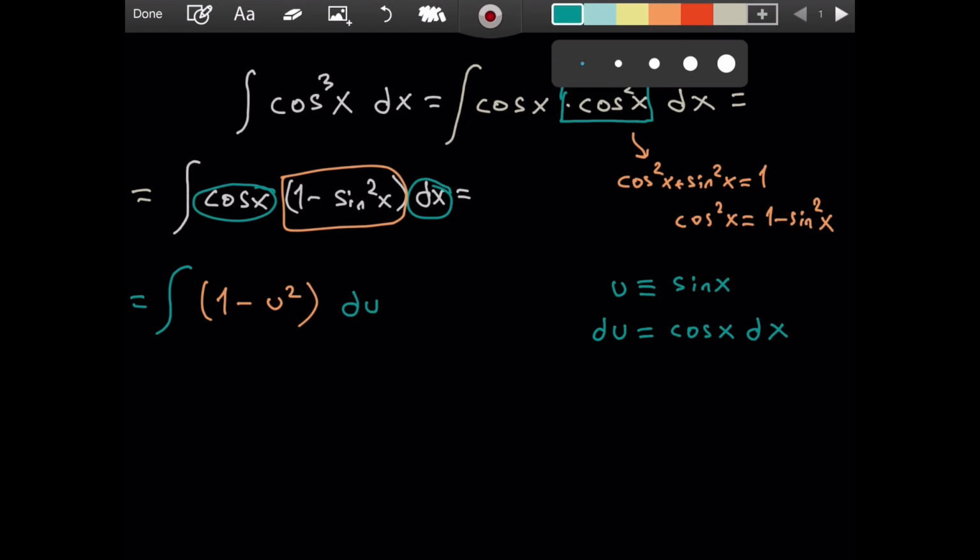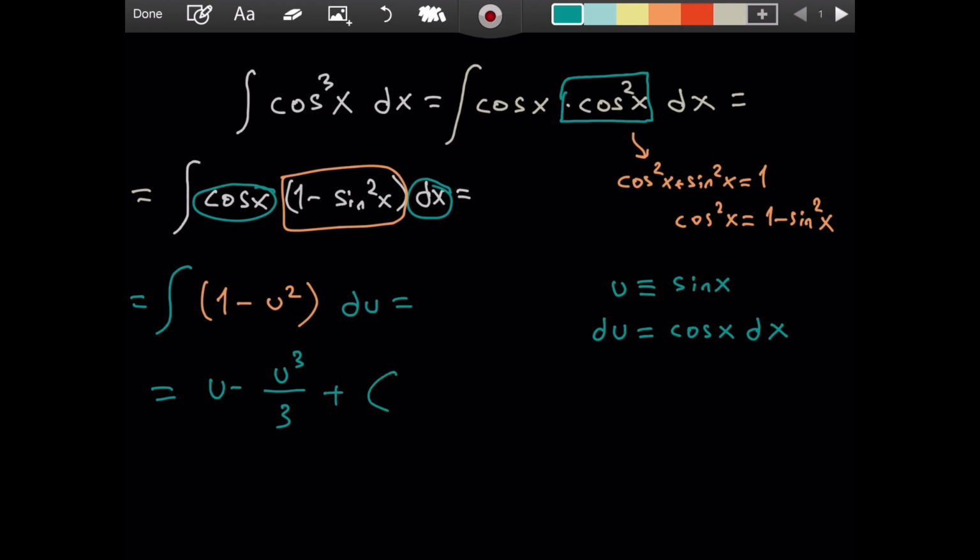Here, this is a relatively easy integral to find. This is basically asking us which function has the derivative 1 minus u squared, and that function is u minus u cubed divided by 3. You can check that this is correct by taking the derivative with respect to u. And of course we will put plus c because the derivative of a constant is 0.